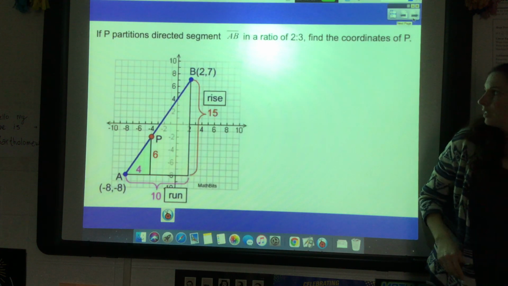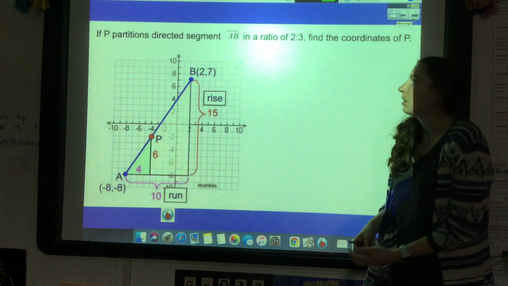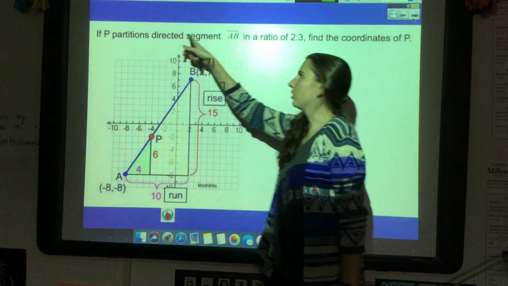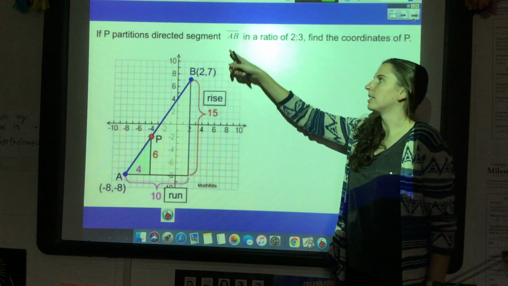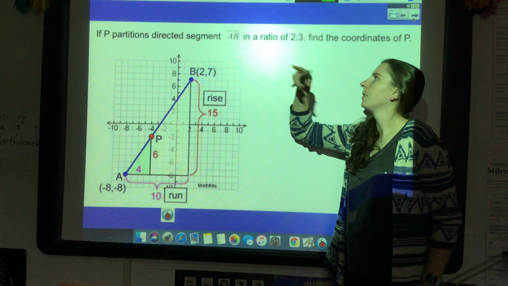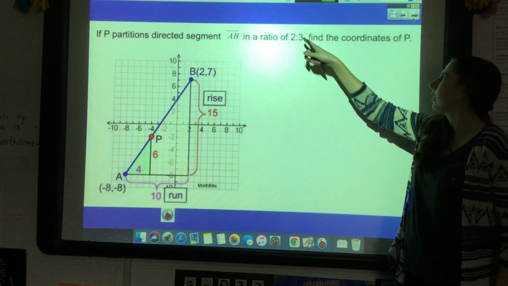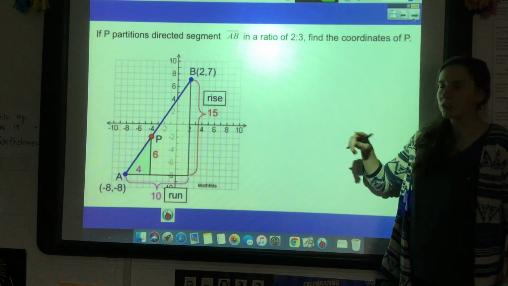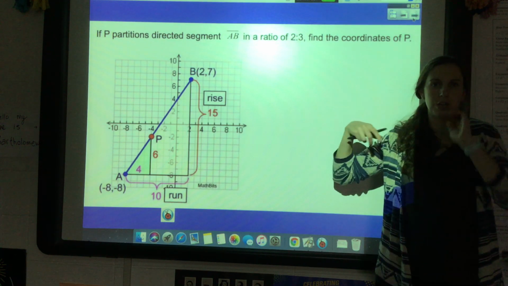So for example, let's say I have this problem. If point P partitions a directed segment, AB, this means this is my start and that's my end, in a ratio of 2 to 3, find the coordinates of P. So first of all, let's talk about this ratio thing.